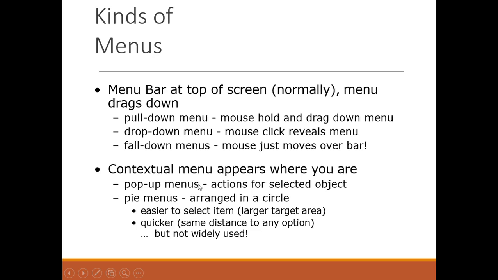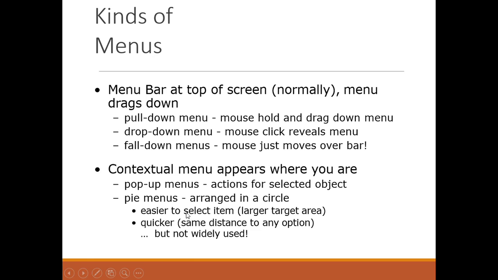Next is the contextual menu, which appears where you are. Wherever you are, according to that context, your menu will appear. First is the pop-up menu and the pie menu. Pop-up menu means actions for a selected object, not for the whole thing. It is just for the selected object's actions.